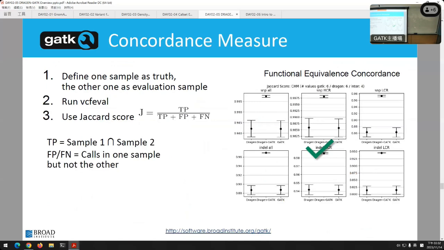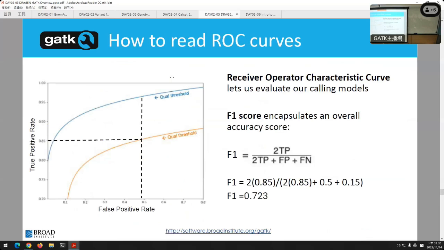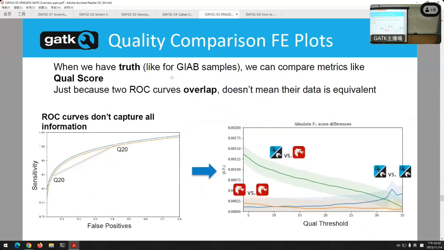So, concordance works. We went over this before. You define one of the samples as truth, the other as the evaluation sample, run VCF eval, calculate your concordance, and there you go. You have your number. So, what do you do at this point? Well, first you try to look at the ROC curve here. Do they line up? They should, ideally, pretty much line up here. You shouldn't see a big difference when you calculate concordance between them, right? So that's a really good example. You actually have a really good area of overlap there.